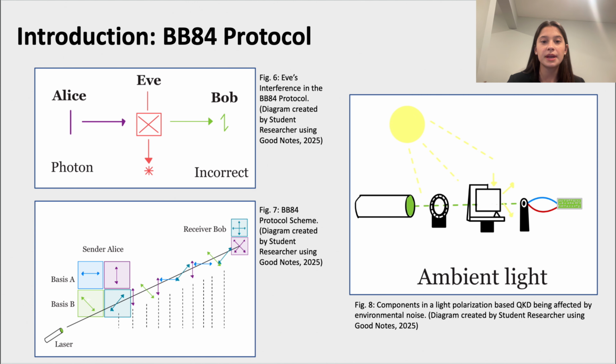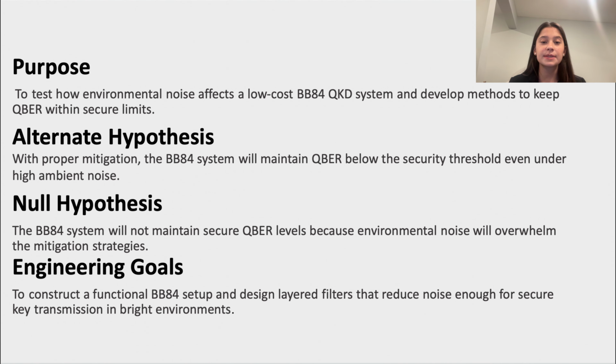For this project, the BB84 protocol, a form of QKD, was used, which is often explained using Alice, Bob, and Eve. Alice encodes bits into photons while Bob randomly selects a basis to measure each photon, and only matched bases are kept to form a shared secret key. However, environmental noise such as ambient light and reflection can introduce errors, increasing the QBER and limiting real-world reliability, as shown in figure 8. The purpose of this experiment was to evaluate how environmental noise impacts a low-cost BB84 quantum key distribution system and determine whether secure key exchange is possible outside of controlled laboratory settings.